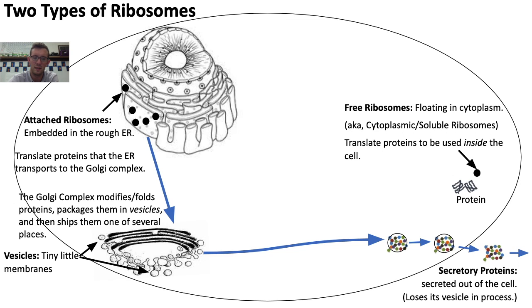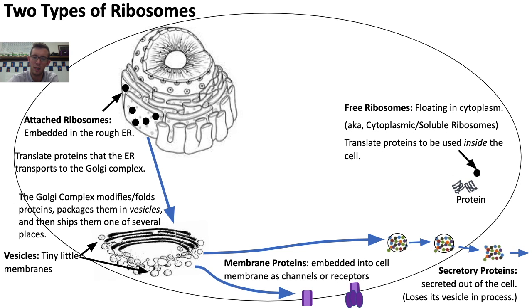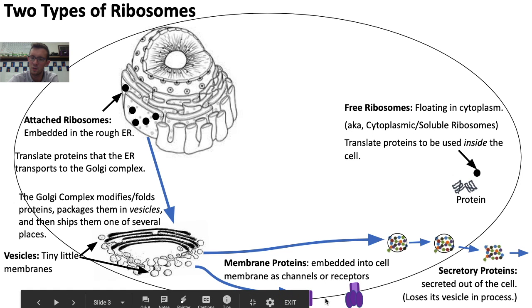If the protein getting packaged happens to be a membrane protein, that protein then is wrapped in a vesicle and shipped over to the cell membrane, where it actually embeds itself into the cell membrane. And it acts as a channel or a receptor. So it either lets things through or it receives signals from other cells.